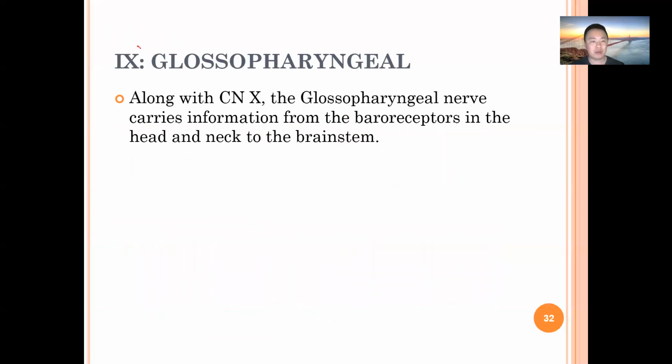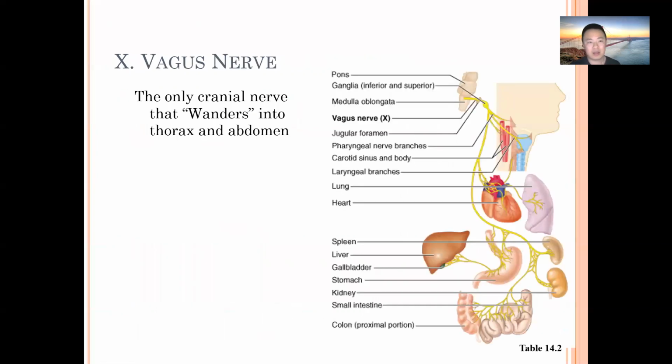The 9th cranial nerve here is the glossopharyngeal nerve, and it cooperates with the 10th cranial nerve to carry information from the baroreceptors in the head and the neck to the brainstem, and the baroreceptors help to measure blood pressure. The 10th cranial nerve here is the vagus nerve, and it's the only one that wanders into the thorax and the abdomen to supply neural impulses to all these important organs.